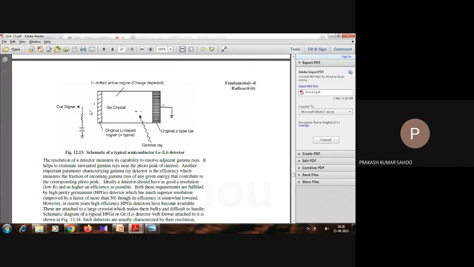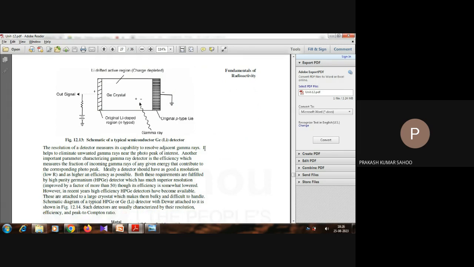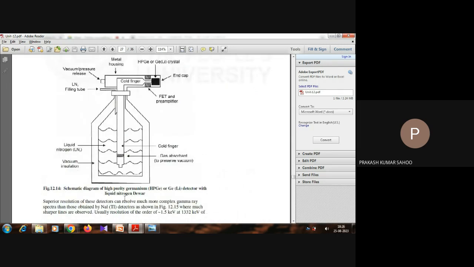So this detector, the semiconductor detector, is used for the detection of gamma ray emission from a radioactive decay. Then we have the high purity germanium, HPGe, detector. This is the advanced version of your semiconductor detector.